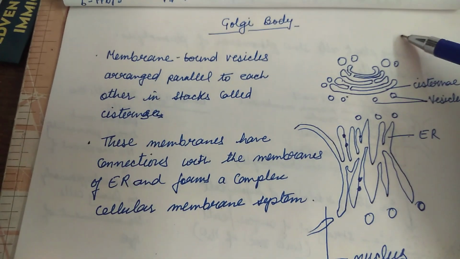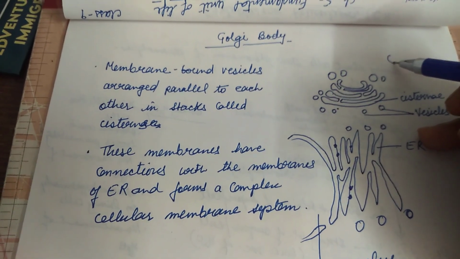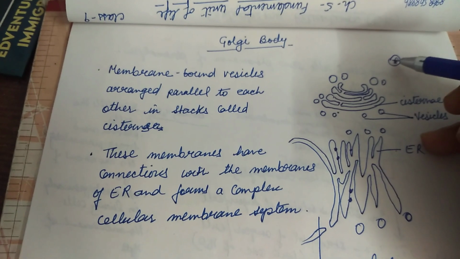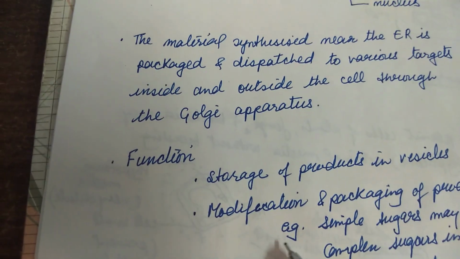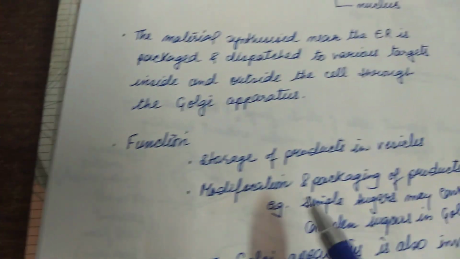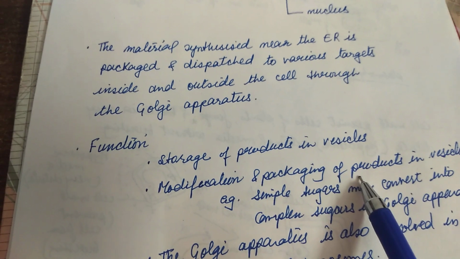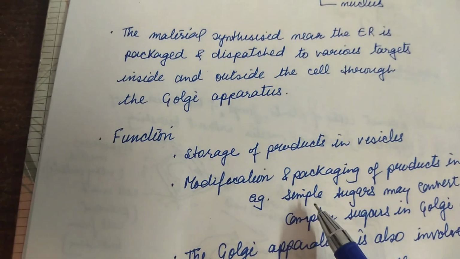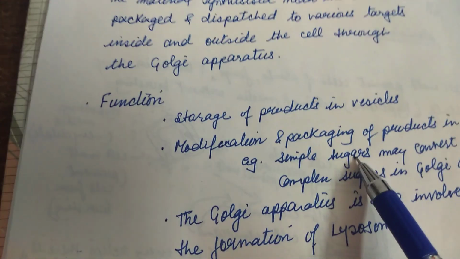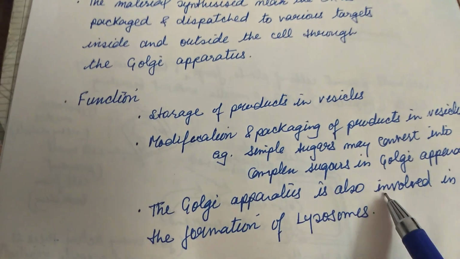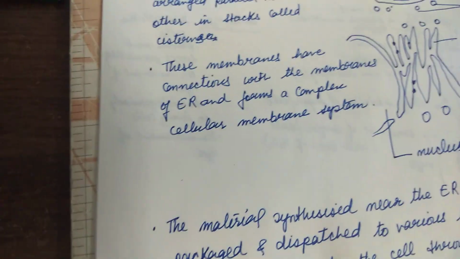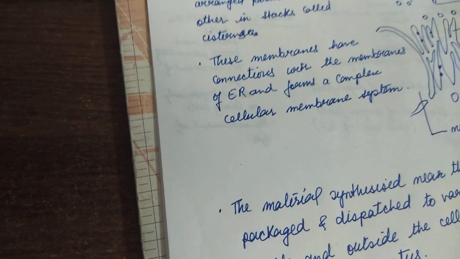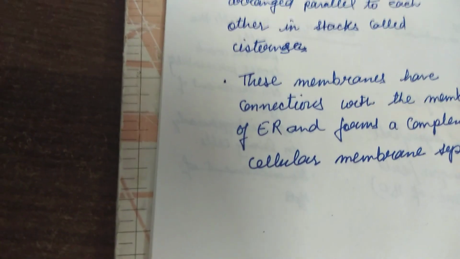We have studied the structure of lysosome. It is just a membrane with hydrolytic enzymes inside. Clear? So this is the formation of lysosome. The functions of the Golgi body are: first, storage of products in vesicles; second, modification and packaging of the products in vesicles, for example simple sugars are converted into complex sugars; third, it is involved in the formation of lysosomes. This structure was first studied by Camillo Golgi, the scientist who found the Golgi body.